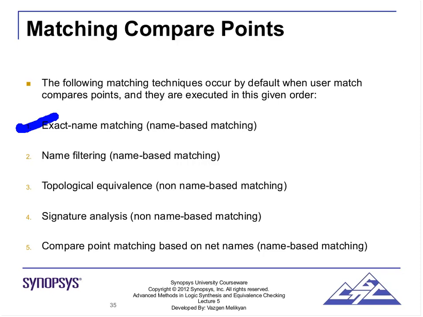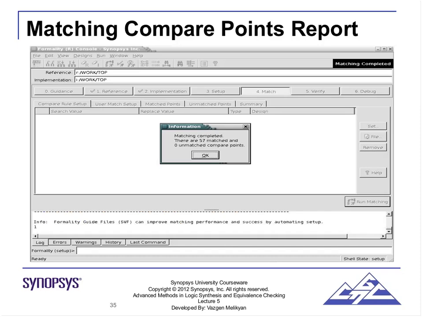Then it will go for name filtering. This is again name based. Name filtering is not exact name matching, but let us say if case is changed or if any underscore is added, like it happens for registers, then it goes for topological equivalence. We will see what topological equivalence is. Signature analysis, we will see what it is. Then compare point name matching based on net names. This is again name based, but it is based on net names, not the compare point name. So when it matches, it will give you a pop-up box that matching is completed, and it will tell you how many points are matched and how many points are not matched.